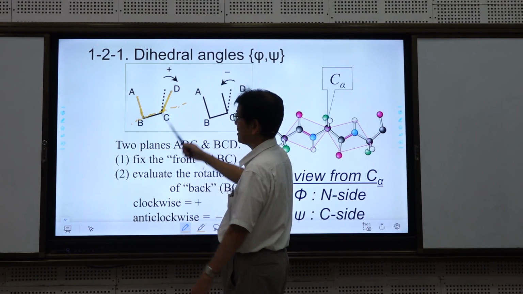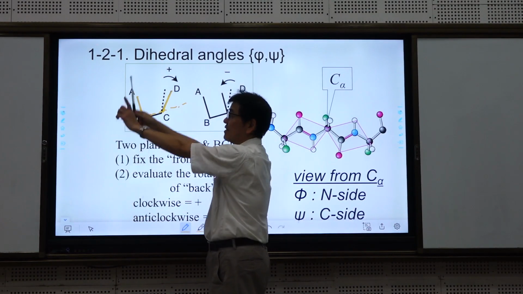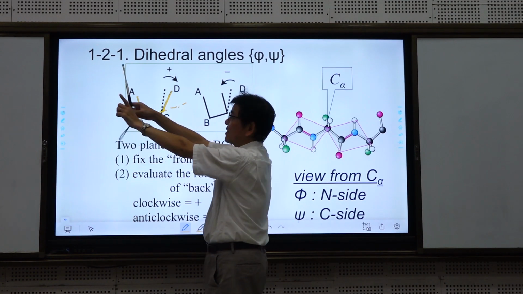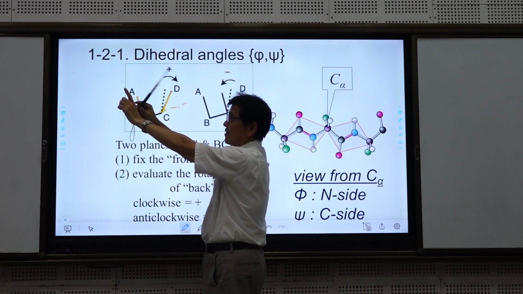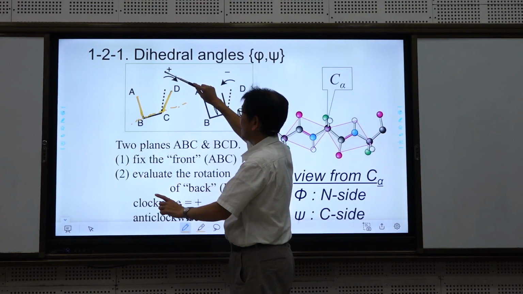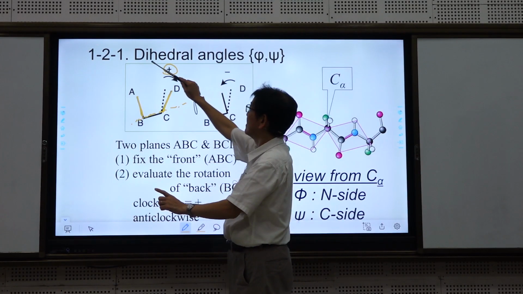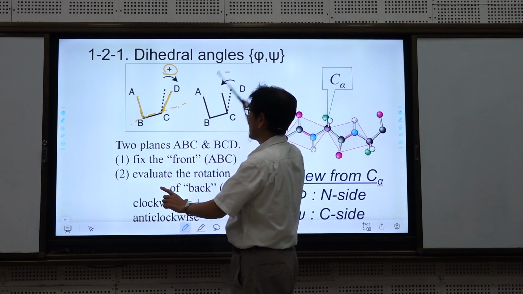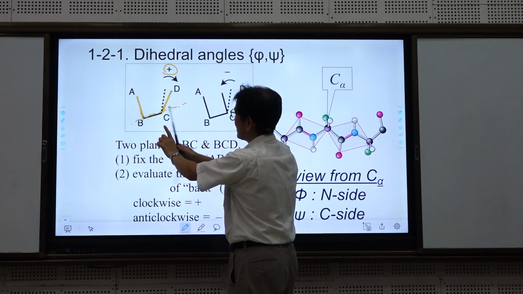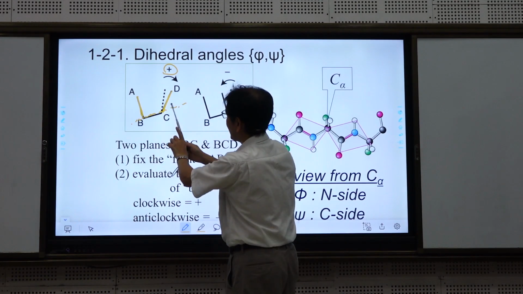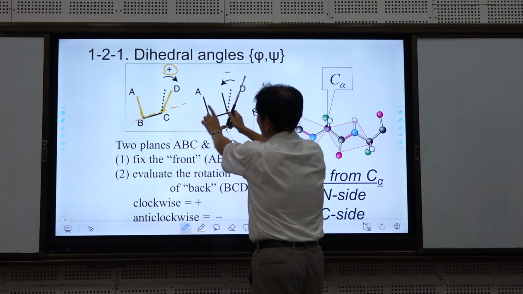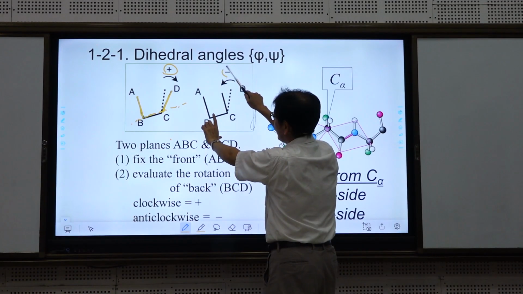Initially, please regard A, B, C, D in the same plane. Then it's possible that CD can rotate. Okay, CD can rotate. And this rotation angle is called the dihedral angle. The definition is that when we watch this bond ABCD along BC from the AB side, if CD moves clockwise, then it's positive. Counterclockwise, it's negative.